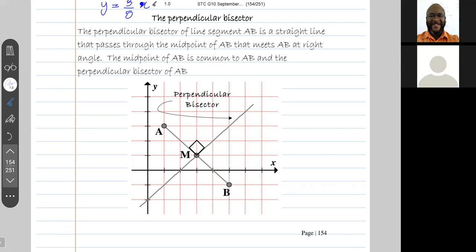So the idea of the perpendicular bisector: this line is a perpendicular bisector. It passes through the middle, the midpoint, and the two lines meet at right angles. Guys, whenever we calculate the equation of a line, we always need to know one point on the line. There are 3 points here, A, M, and B. Which one is on the perpendicular bisector of AB?